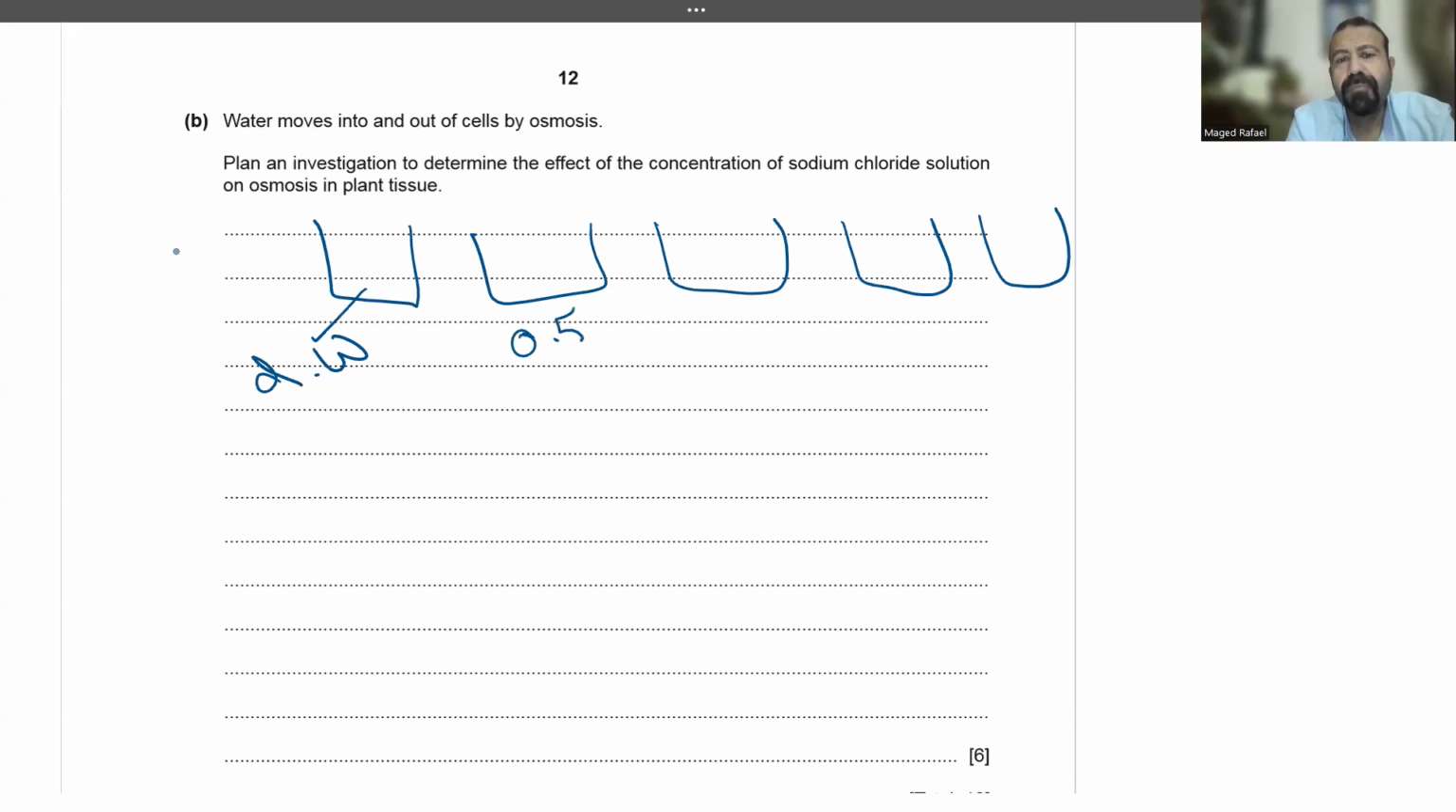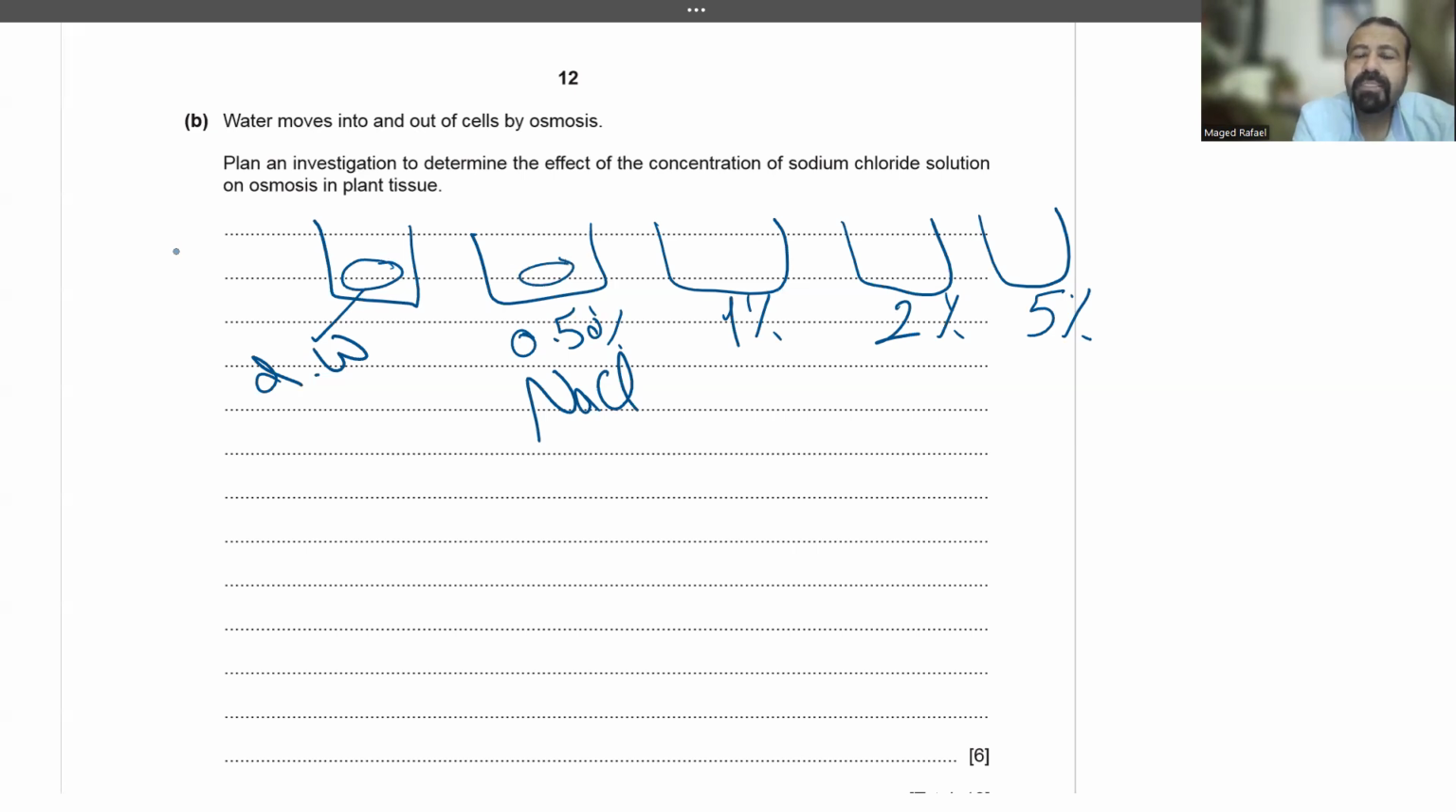I can say 0.50 concentration of sodium chloride. Sodium chloride, the table salt, guys. Okay, I can say 1, I can say 2, and I can say 5%. Okay? And I will put part of the tissue of the plant, where I should mention it is the same type of plant or same species of plant, same age of plant, same area we got the tissue from. All of this is right.